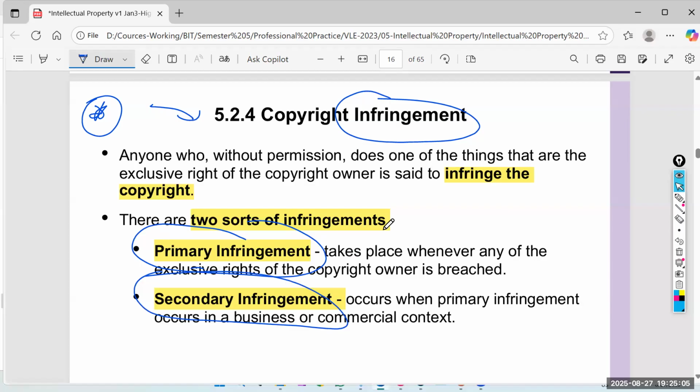So you somehow get it firsthand. Or you get it and you sell it as pirated software. You create it and sell it, not get it from someone else. You directly get it from me or the owner and you redistribute or resell it. Then it's a primary infringement.